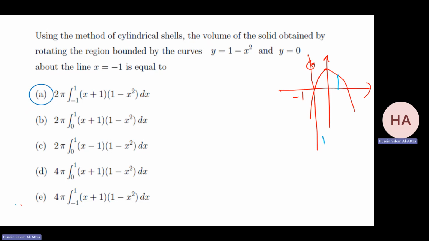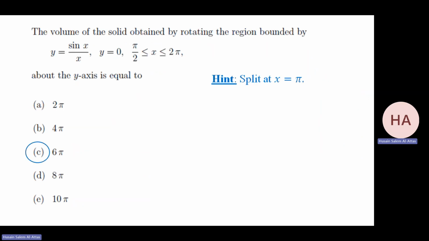That gives me h of x will be the parabola. p of x will be x plus 1. And from where to where? From minus 1 to 1. So the volume will be 2 pi integral from minus 1 to 1 of (x plus 1)(1 minus x squared) dx. Which is this one. Very clear.